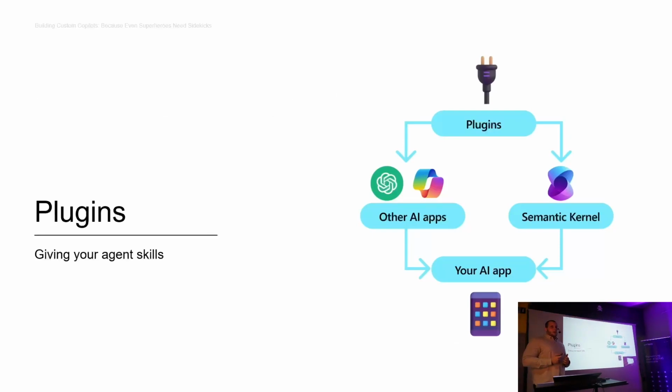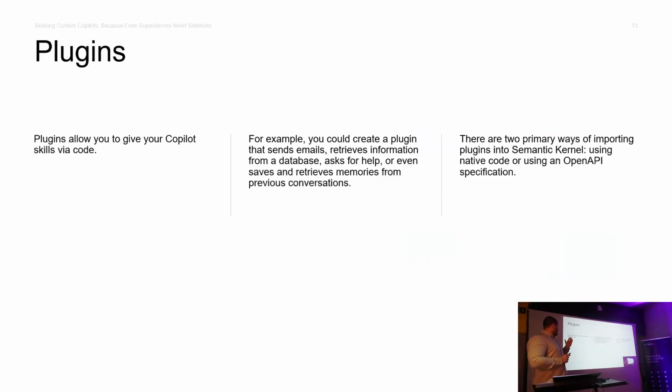So first are the plugins. The plugins are nothing more than giving your agent skills. What this means is that you can give your Copilot skills via code. Whatever you can write code for, you can expose as plugins. You can write plugins to send emails, to retrieve some stuff from the database, or perform some RAG. Maybe save and read memories from previous conversations. So whatever you can expose as code, you can create a plugin.